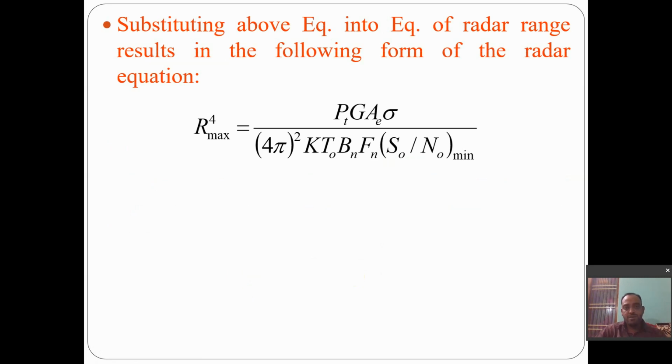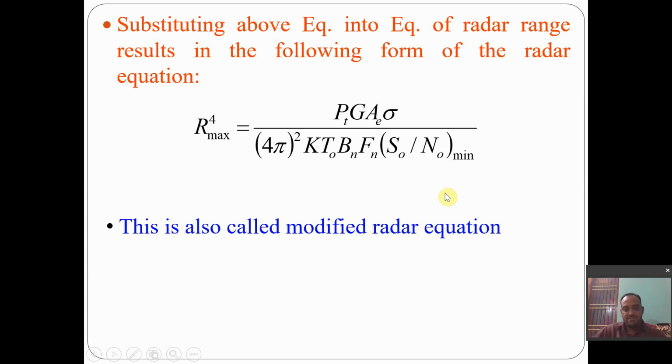Rmax is equal to [PT G A σ / (4π)² Smin] to the power 1/4. In this equation, if you substitute and take the 1/4 to this side, it becomes Rmax to the power 4, which is equal to PT G A σ divided by (4π)² kTBn Fn (S0/N0) at its minimum. So this is called the modified radar range equation. This equation will be helpful to do many calculations and further processing in the coming topics of this chapter. So one should remember this modified radar range equation.